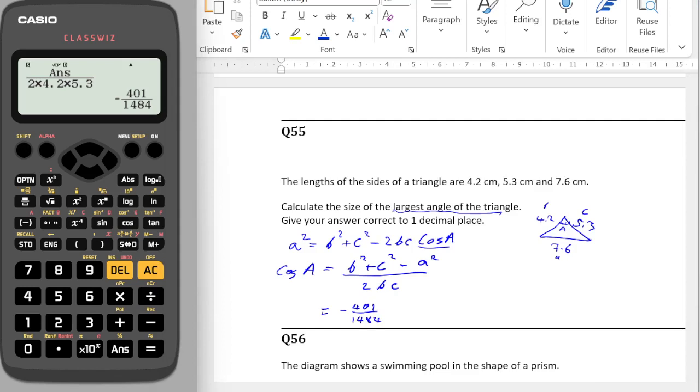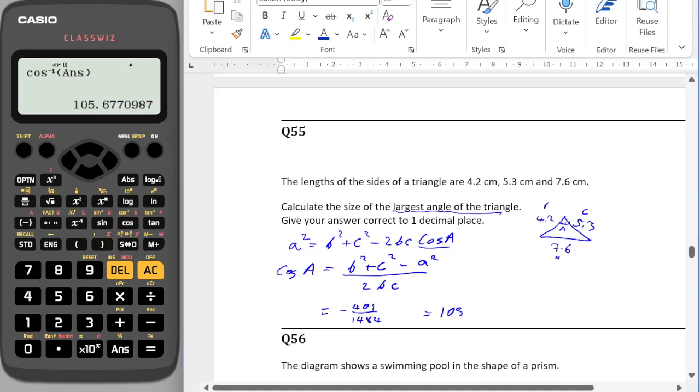So shift cos of that answer gives me the value of 105.677. So to 1 decimal place, that's going to be 105.7 degrees.